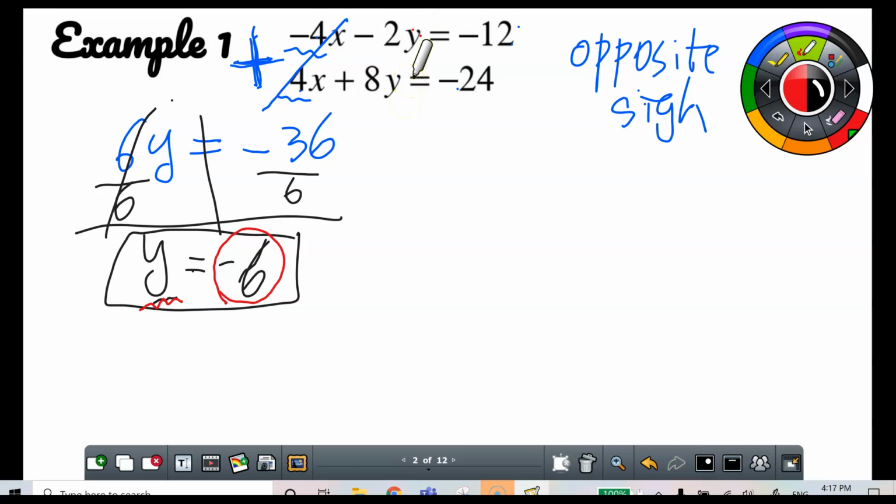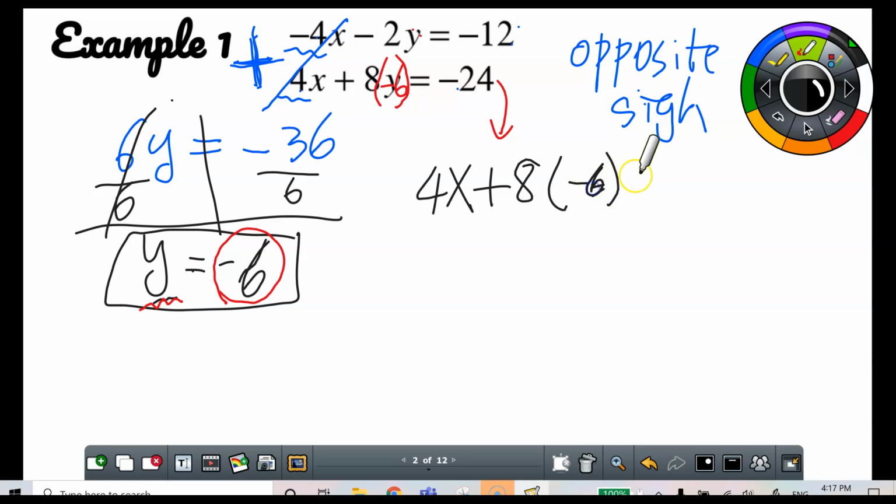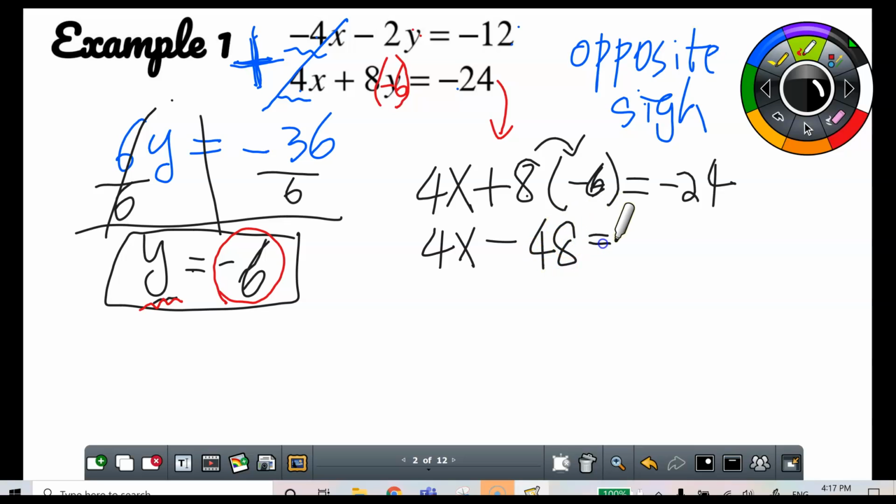Okay? So let's use the second equation. Plug -6 in to the place of y. So the second equation, I'm going to copy it here. It becomes 4x plus 8 times -6 equals -24. And keep solving this equation. First, get rid of the parentheses by multiplication. So I have 4x minus 48, since 8 times -6 is -48, equals -24. And keep solving this equation. Get rid of the 48 first, by addition.